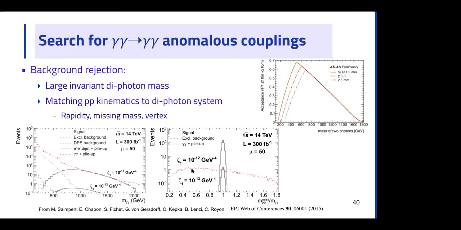In addition to that, we can also match the kinematic properties of the protons and the photons. For instance, this is the missing mass of the proton system with respect to the diphoton system. Of course, for these exclusive processes, in the case of photons we have very good mass resolution, so we have a narrow peak with respect to a basically flat background.